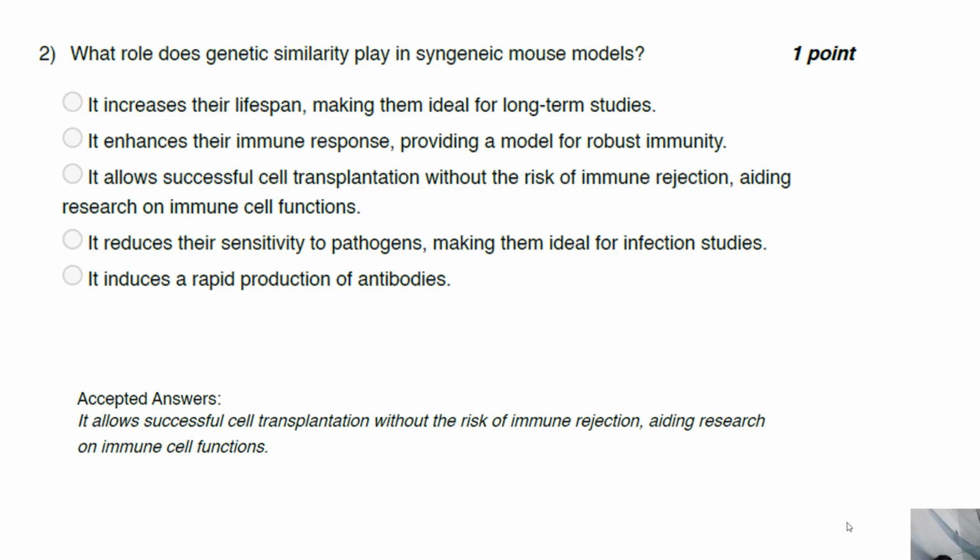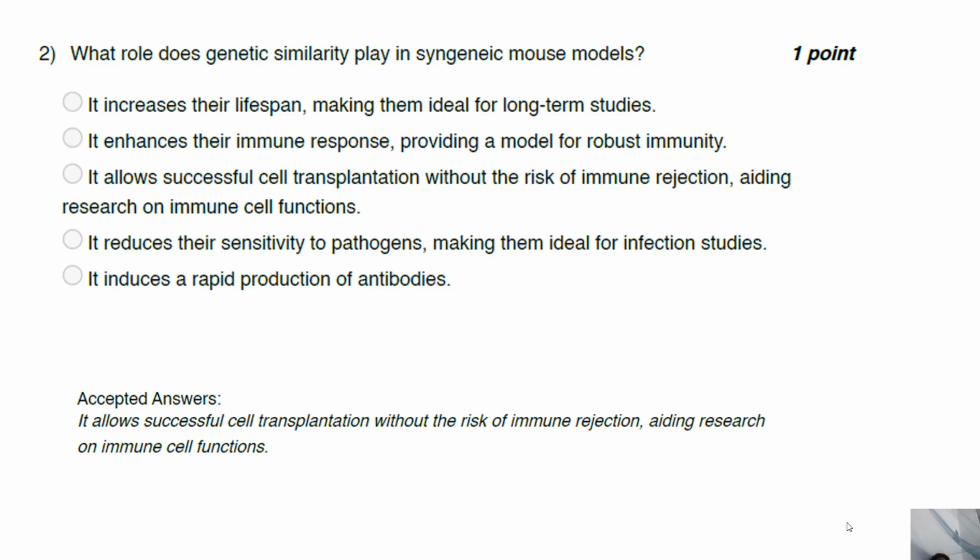Now, what is the core role of genetic similarity? Because of identical genetics, no graft rejection occurs. It allows stable engraftment of transplanted cells or tissues. It enables precise study of immune cell behavior, tumor growth, syngeneic tumor models, and cell therapies without confounding immune rejection. So this directly supports option C. Now, why are all the other options incorrect?